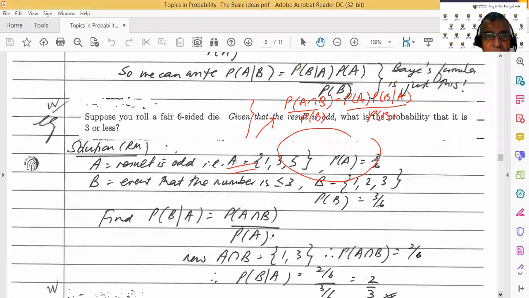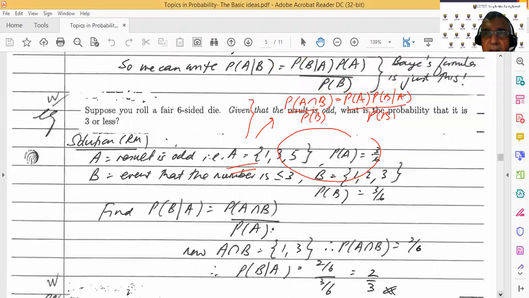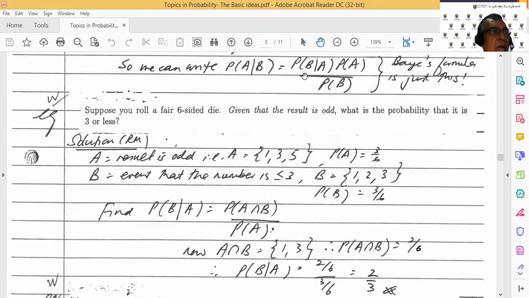Okay, we are going to roll a fair six-sided die, and what's the story? Let me look at the question. Given that the result is odd, important, yeah? Given that the result is odd, so you roll a fair six-sided die, given that the result is odd, what is the probability that it is 3 or less? Okay, that it is 3 or less.